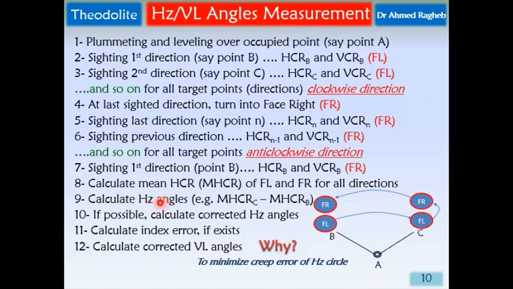Calculate the horizontal angles from the mean HCR between different points, as will be mentioned later. Calculate the corrected horizontal angles if possible, as we're going to see also later. Calculate the index error. If we got the VCR left and right for any point, you can calculate the index error, and calculate the vertical angles taking into consideration the index error that you just calculated.